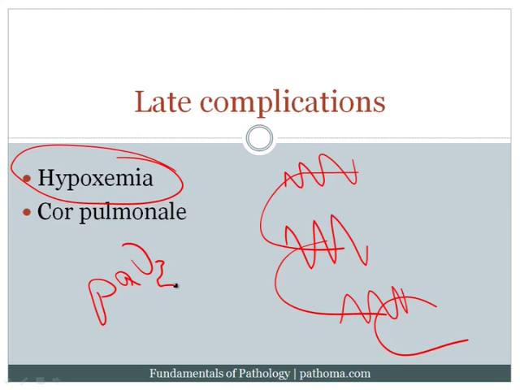Remember that hypoxemia has a PaO2 less than 60. Okay, so that's going to be a problem. And then, of course, another problem, as I've already discussed, is eventually if they get hypoxemia, then the blood vessels are going to constrict. And as the blood vessels constrict, the right heart is going to have to pump against those blood vessels. And when the right heart pumps against those blood vessels, it'll first undergo hypertrophy, but then eventually it'll undergo failure, and that's called cor pulmonale. I've already explained this previously.